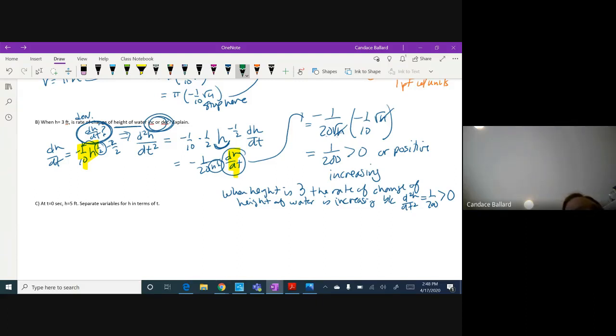Points wise on B, B was worth 3 points. They gave you a point to get to this derivative right here. Oh, I take that back. To get that was 1 point. To get to this was a second point, and then to answer and explain this was a point. So that would have been a 3-point section of the problem. At least you can see kind of where they're giving the points. We don't know how much the points are going to be this year.